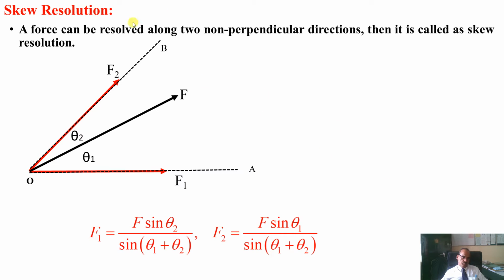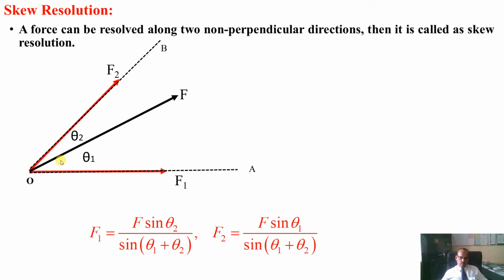Now let us discuss skew resolution. What is skew resolution? You see, this is the force system, this point is O. Two forces are acting at this point. One is force F1 along line OA. The other one is force F2 acting along line OB.